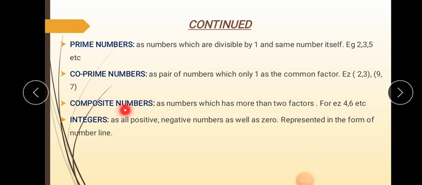Composite numbers. Composite numbers are the converse of prime numbers. In other words, the numbers which are not prime are called composite numbers. One more definition we can have: the numbers which have more than 2 factors.